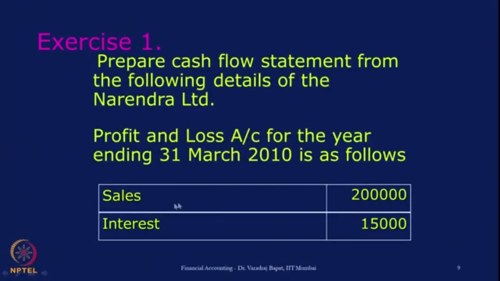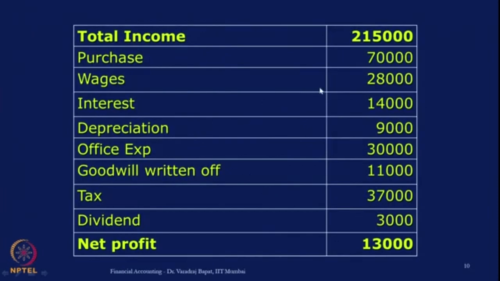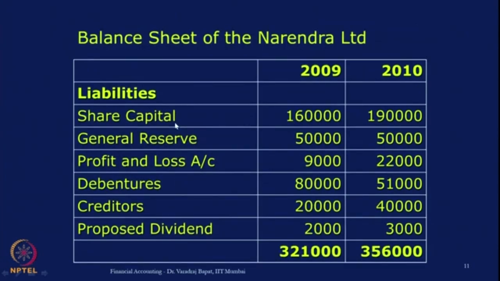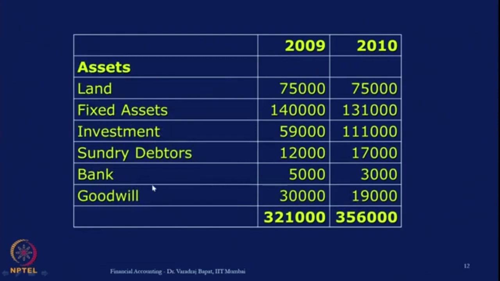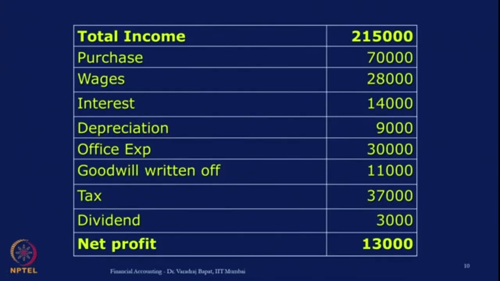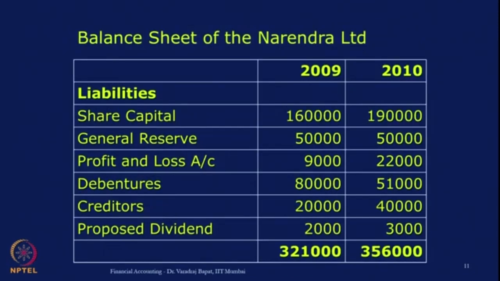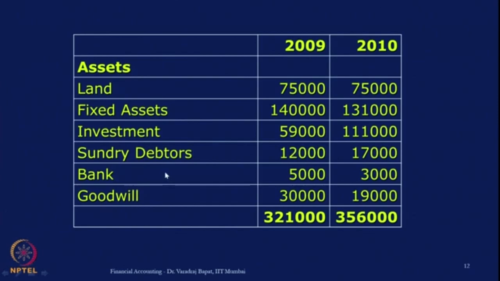We are given a profit and loss account. So, sales and interest are given, that is a total income of 2,15,000. Then various expenses are given like purchases, wages, interest, depreciation, office expense, goodwill, tax, dividend. So, you get net profit. Then opening and closing balance sheet is given. Okay, so, liability side is given to you, then the asset side is given to you. So, you have got P&L at the end of year, then opening balance sheet and closing balance sheet. With this much information, we have been asked to prepare cash flow statement.